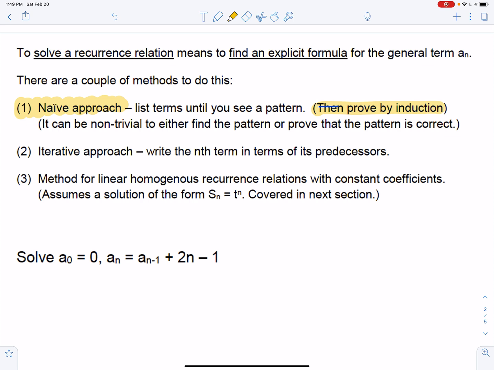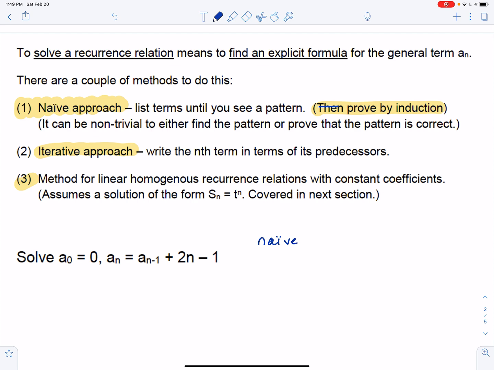Okay, we do have what's called the iterative approach, which I will illustrate later on. I don't tend to use this one as much just because it is more difficult, but it can be done, so we'll see how that plays out. And then we have this method 3, which you can read what that is. It's a special kind of sequence that we're going to focus on in the next section, so stay tuned for that. So, looking at our first example, we're going to solve this one by the naive approach.